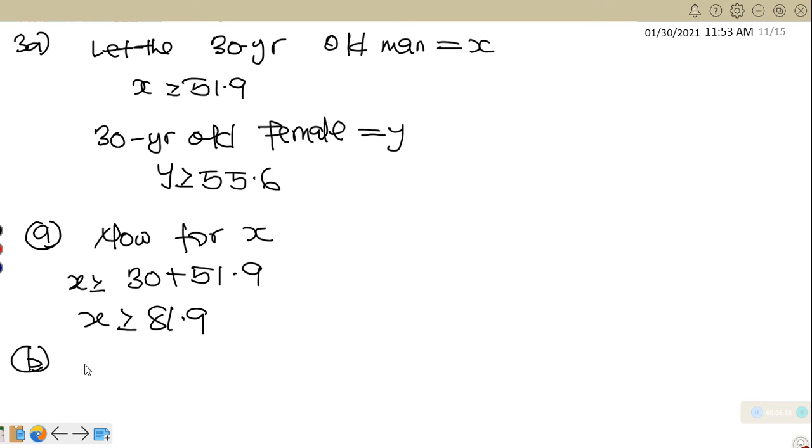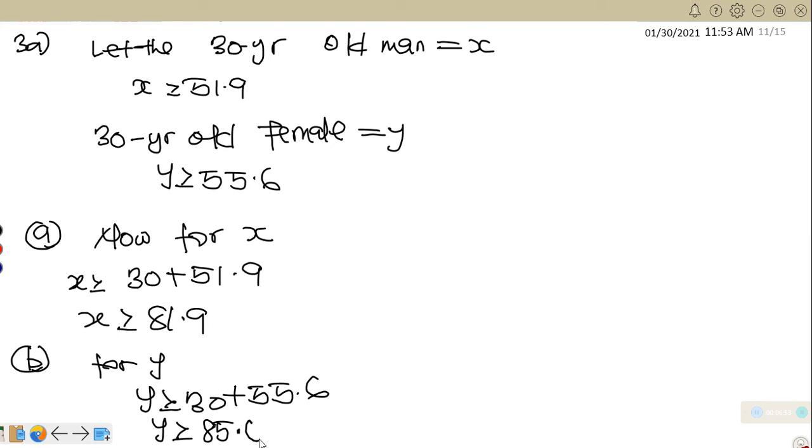And for the female, for Y, we do Y greater than or equal to 30 plus 55.6. Okay, so Y is greater than or equal to 85.6. So in 2014, that is the inequality for an average 30-year-old female. Okay, and that answers questions A and B.